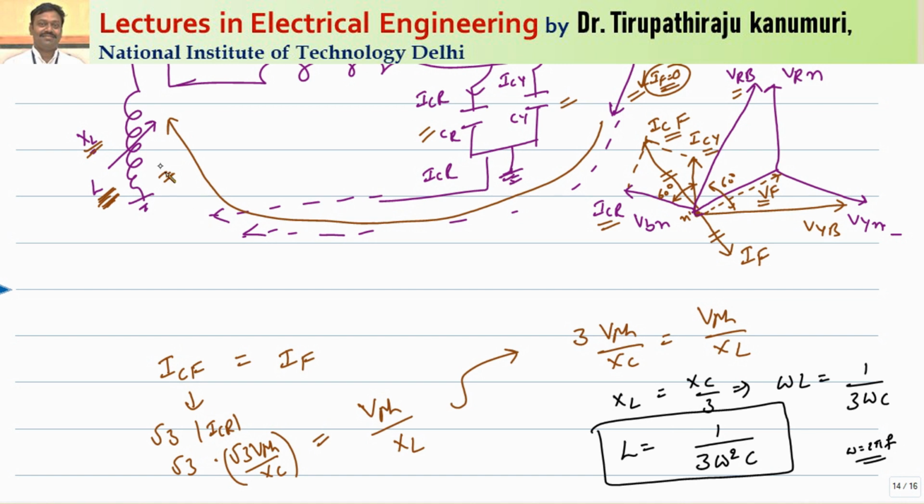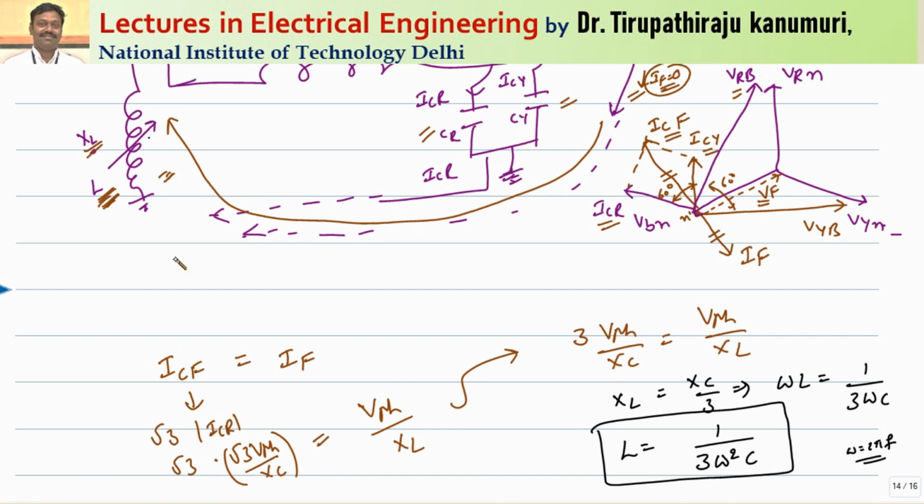So by properly adjusting the tapping on this reactor, if you can make it equal to 1 by 3 times omega square C, automatically this IF will be exactly counterbalanced by the ICF, or the net resultant current will be equal to 0. So even if the ground is connected, or the fault is connected to ground, no current will pass because of the ground.